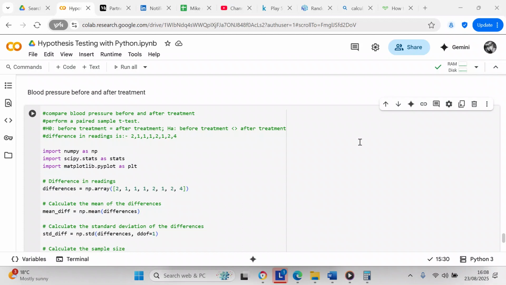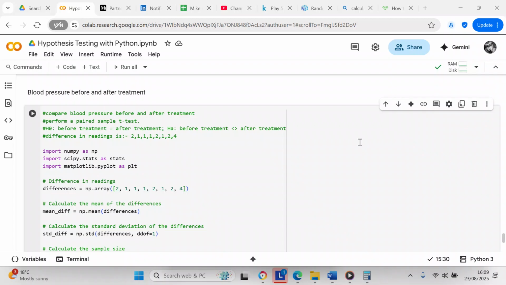In this particular video, we're going to be doing a difference in means test, but in this instance, it's going to be a paired sample t-test. We're going to compare blood pressure before and after treatment. Your null hypothesis is before treatment equals after treatment, and your alternate hypothesis is before treatment does not equal after treatment. Our differences in readings are 2, 1, 1, 1, 2, 1, 2, 4.